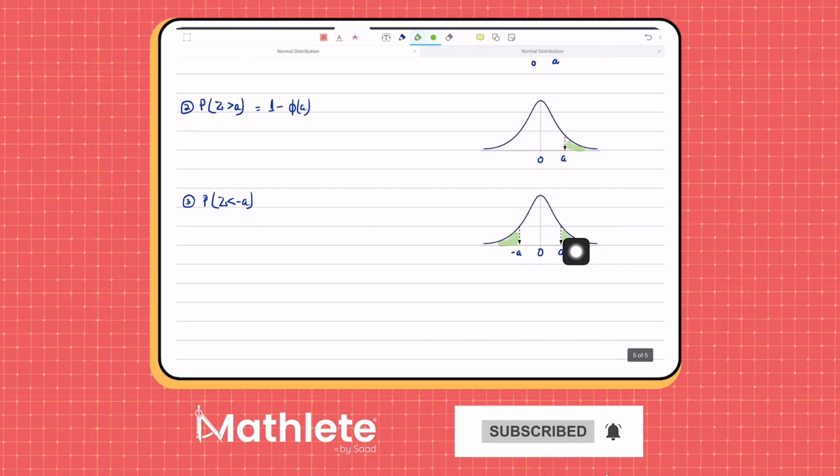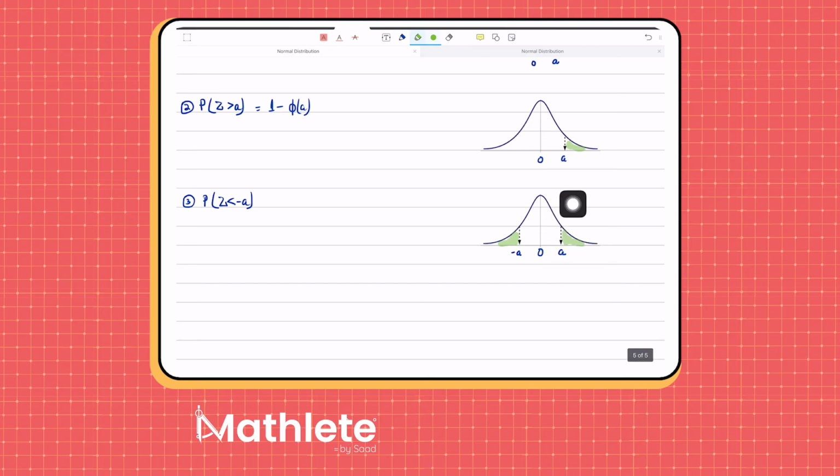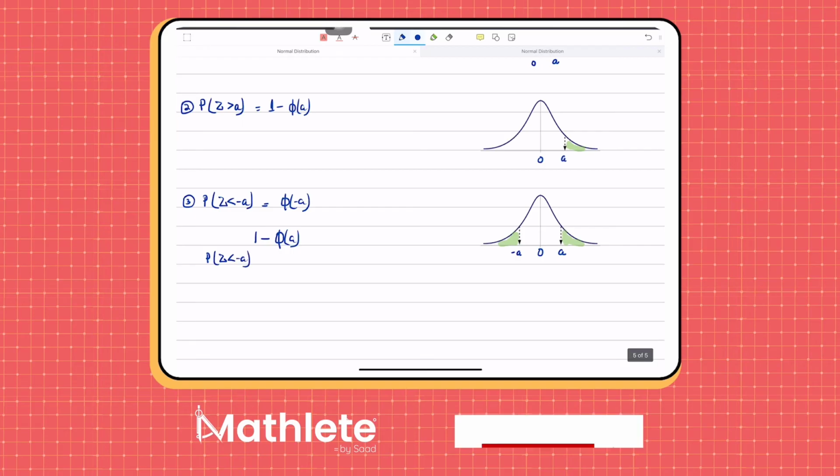Now how do we find the area of this region? As we saw earlier, we do 1 minus phi of a. So if you want the probability of z being less than a negative value, that means phi of negative a, which is basically the same as 1 minus phi of a. So finding the probability of z being less than minus a is the same as finding the probability of z being greater than positive a, because it's symmetrical.